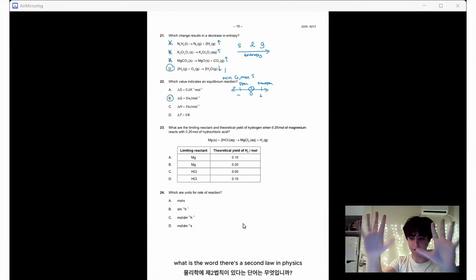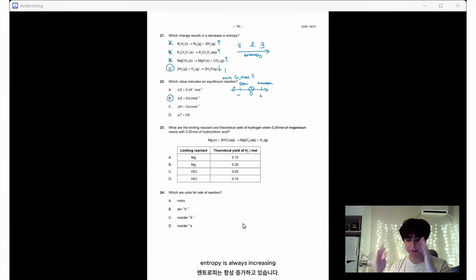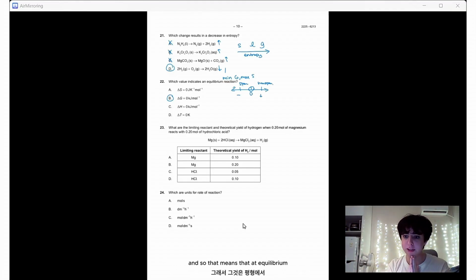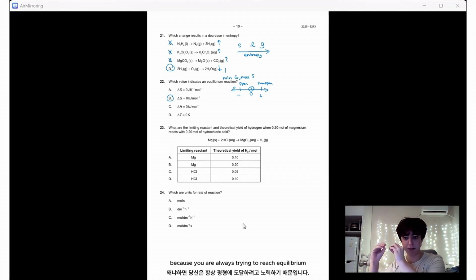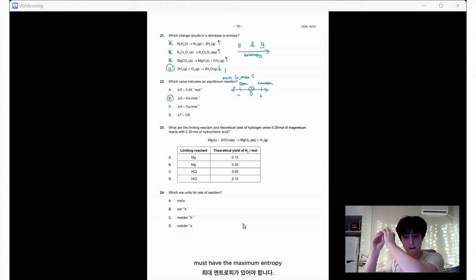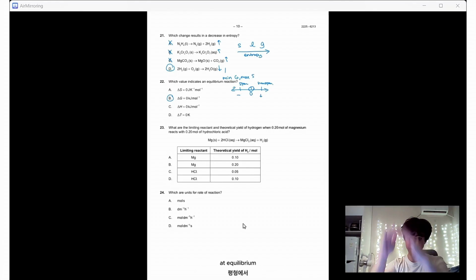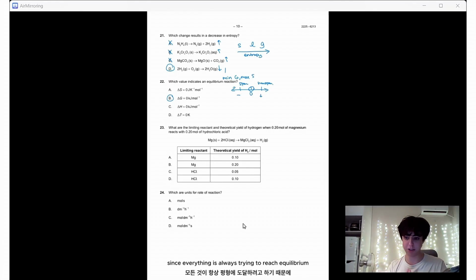There's a second law in physics that essentially says that entropy is always increasing in some shape or form. We don't learn this in chemistry, but that is the thing in physics. And so that means that at equilibrium, because you are always trying to reach equilibrium, equilibrium must have the maximum entropy, because that must be where everything is going. Everything must always be going towards the maximum, and so entropy is always going to be at the maximum at equilibrium, since everything is always trying to reach equilibrium.